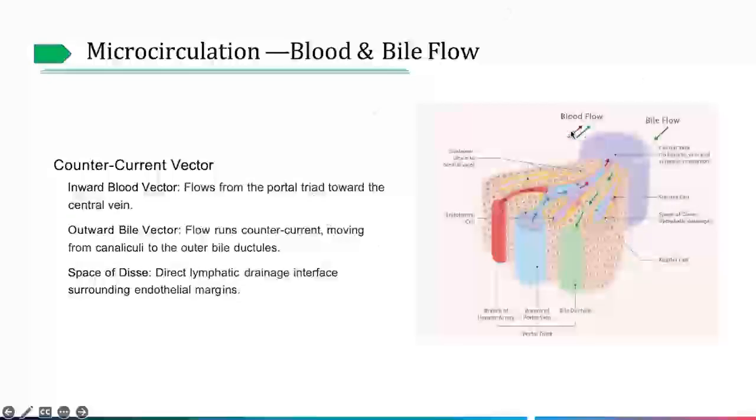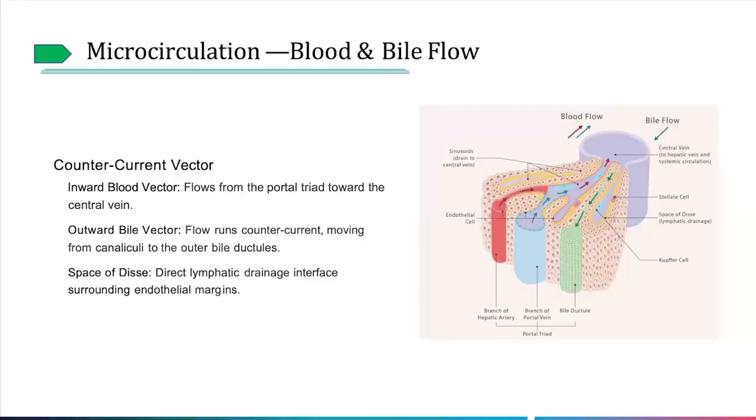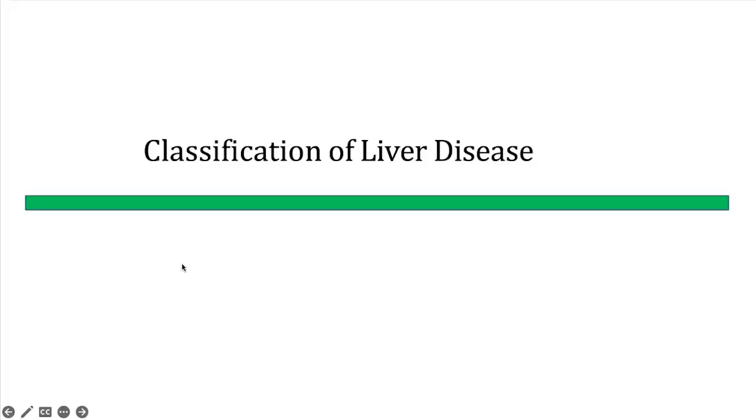So this is again the close view of the same structure. As you can see, this is the central vein or hepatic vein, branch of hepatic vein, and this is the hepatic artery, branch of hepatic artery, branch of portal vein, and bile canal, bile duct. So blood flows from this into the central vein, and bile flows from the central vein towards the bile duct. So this is a countercurrent mechanism to make it more effective, right? So this is about the anatomy, physiology, and the blood flow of the liver, right?